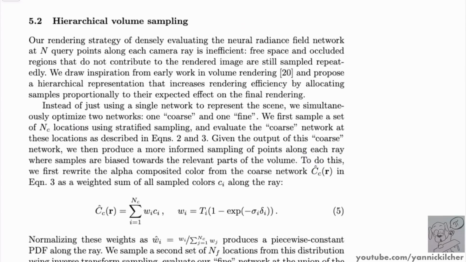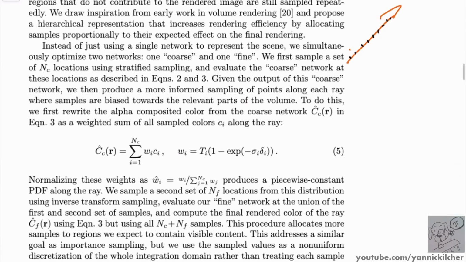The second thing they do is hierarchical volume sampling. So when we said I send a ray through the scene and then I sample along, this either would take a lot of time or it would not be accurate enough. So what they do is they have actually two layers of neural network. One they call a coarse and one they call a fine.